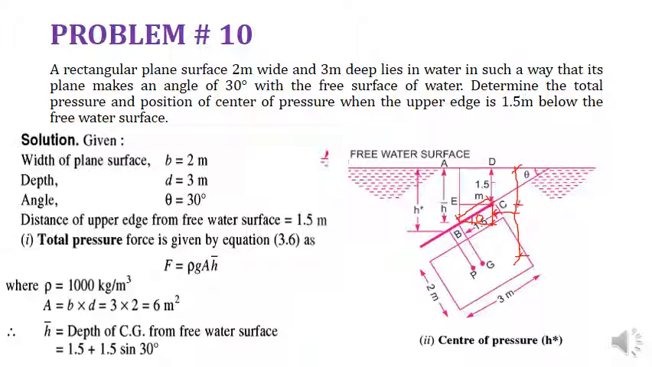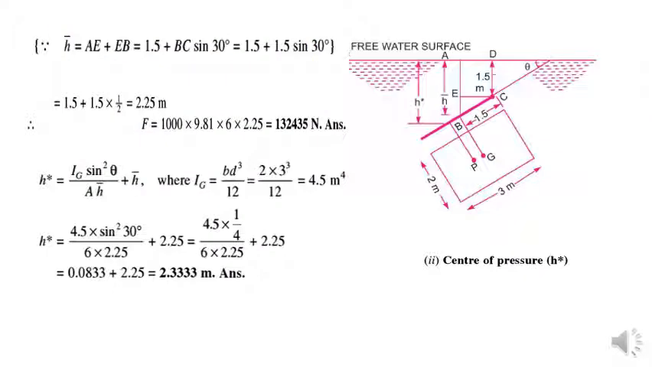So this distance is known to you till here, and the rest can be determined by taking the perpendicular distance of this triangle, 1.5 sine of theta. The rest of the calculations are very simple. Here you have the free water surface and the same inclined surface, and the center of pressure needs to be determined. For the center of pressure, you again have the formula with sine square theta in the numerator. Other things you can calculate easily, but the sine square theta needs to be added into it.